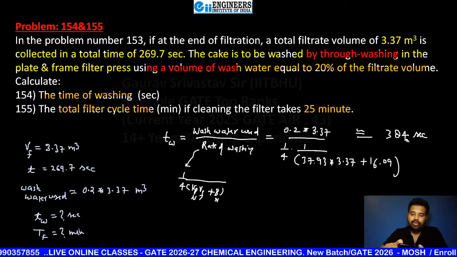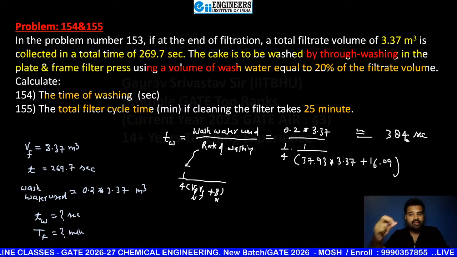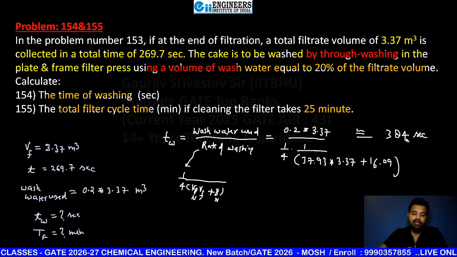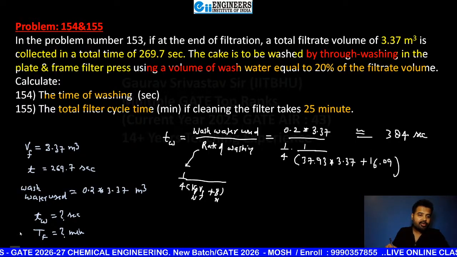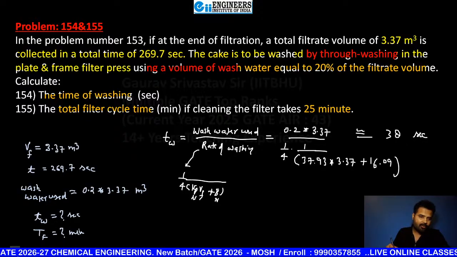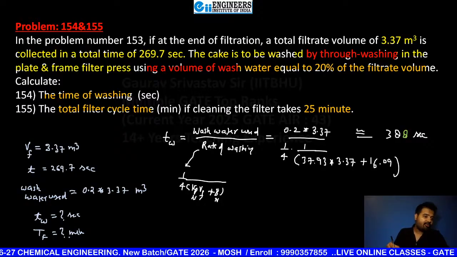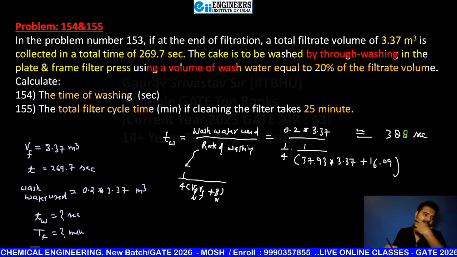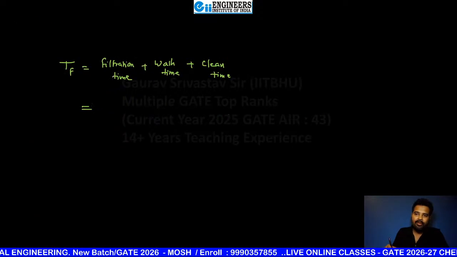37.93 into 3.37 plus 16.09 into 4 into 0.2 into 3.37. It is coming 387.9 and 388. Oh, 388 was written; it seems we read it as 384. It's 388. It's coming 388, beta. Not 4, it's 88. Okay? Yeah, very good. No, no, 382.9 is not correct, beta. Exactly 387.999, like this value is coming.